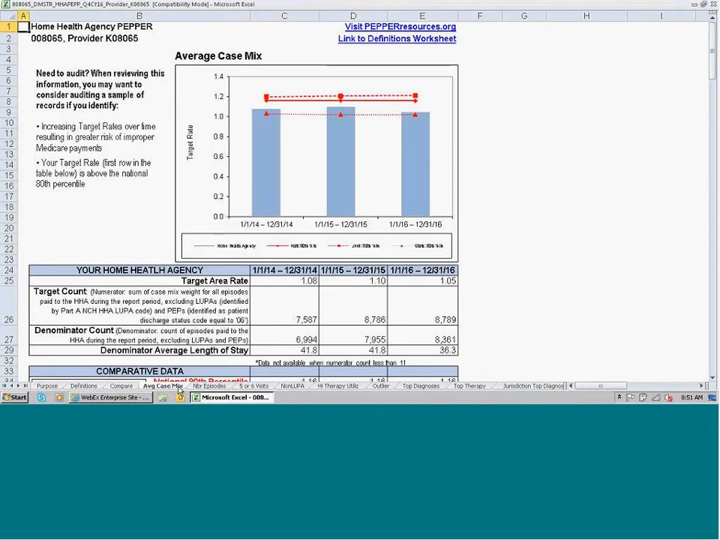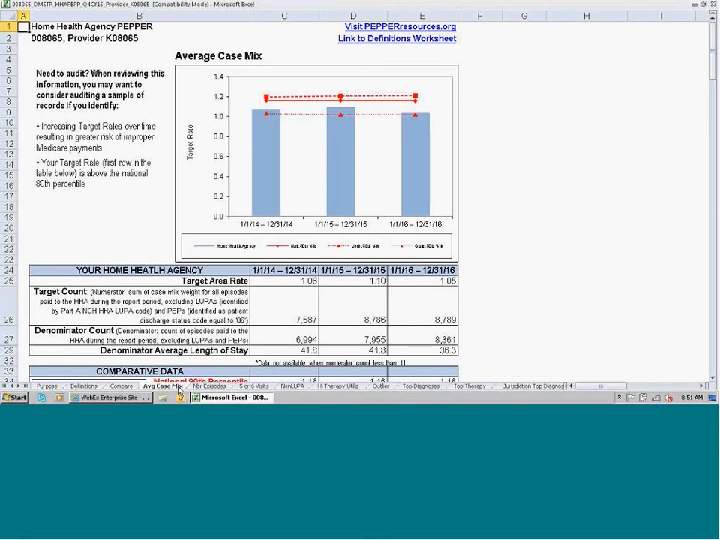So let's take a look now at the target area reports. All of these reports are formatted in the same way. So once you get used to looking at and interpreting these reports, I think you'll have a better feeling for how to interpret them throughout the PEPPER.